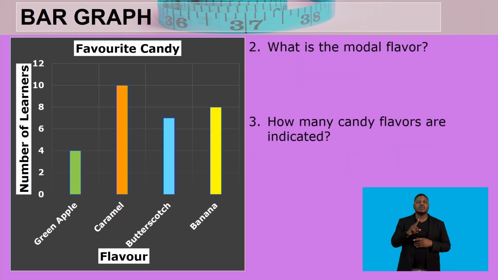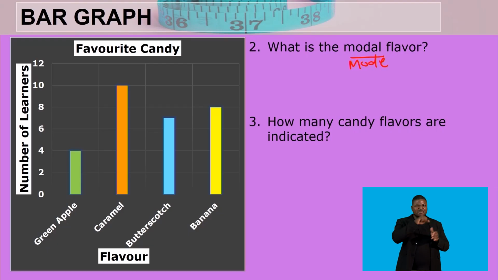Question 2, what is the modal flavor? Modal is from the word mode, which means the frequency that appears the most, or the flavor that most students like. So it's going to be the highest frequency. It will indicate the modal flavor. So we check which flavor most learners like. It is the caramel, because it is the highest bar. So more learners like caramel. So the modal flavor is going to be caramel.